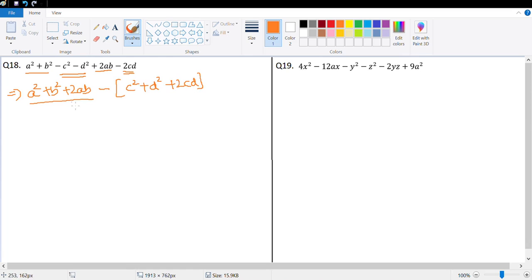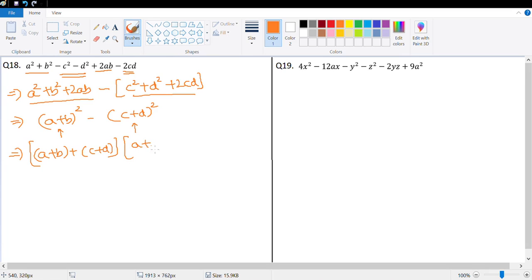The first three terms basically are a plus b the whole square, and the next three terms is nothing but c plus d the whole square. Now this is of the form x square minus y square, which means x, in this case a plus b, plus y, in this case c plus d, multiplied with again x, which is a plus b, minus y, in this case c plus d. Let's open the small brackets inside the big one, which is a plus b plus c plus d multiplied with a plus b minus c minus d.